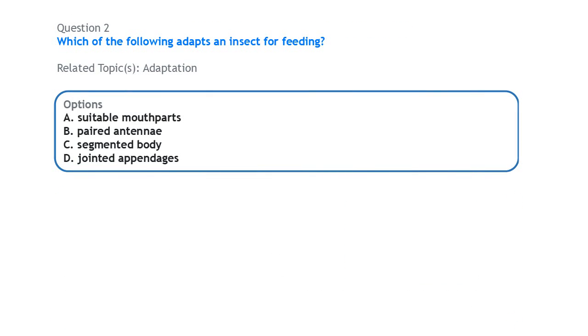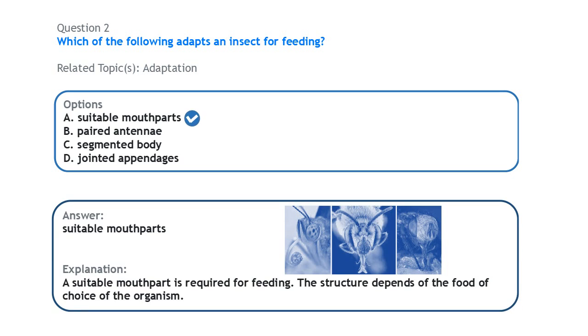Next question, also on adaptation. Which of the following adapts an insect for feeding? Suitable mouth parts. The mouth parts and the structure of the mouth part of the insect would depend on the food of choice of the insect. That is the type of food that it feeds on. So you can have insects, for example, that feed on nectars of flower. You have those that feed on small crumbs and all of that.